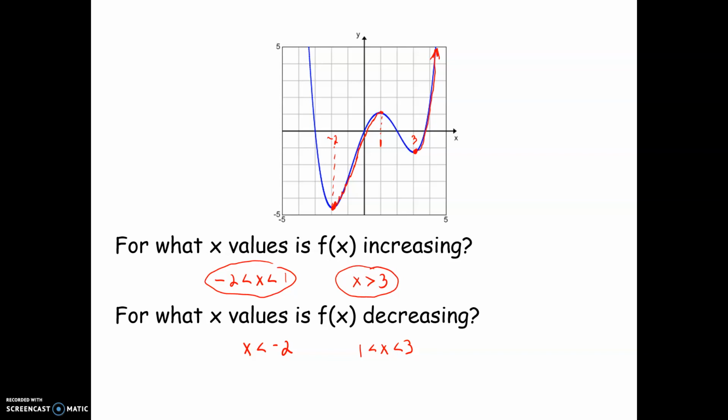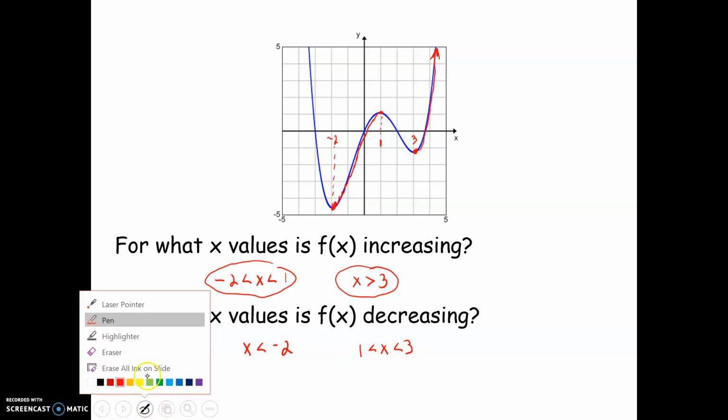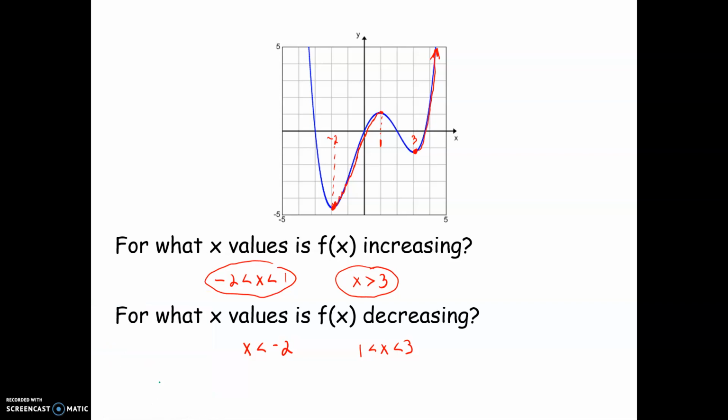For what x values is f of x decreasing? Let me see if I can change the color of my pen here. It's decreasing from forever until it gets down here, so from forever until that -2. That would be all the x's less than -2. Okay, where else is it decreasing? It's decreasing from here to here. And what x values does that go with? From 1 up until 3. So my x is greater than 1 but less than 3.